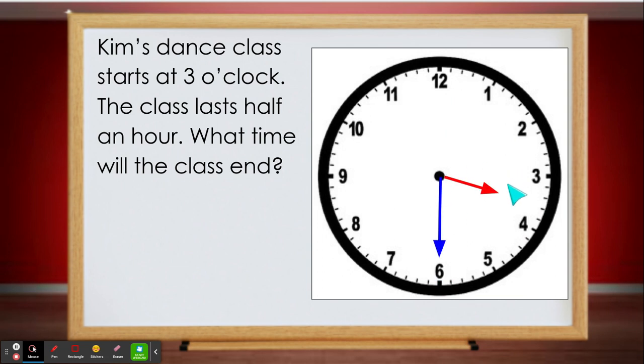So now my hour hand slid in between 3 and 4, and my minute hand went half past the hour to 6, and 6 represents 30 minutes. So what time is it now? That's right, it is 3:30 because it lasted half an hour. It's 3:30.